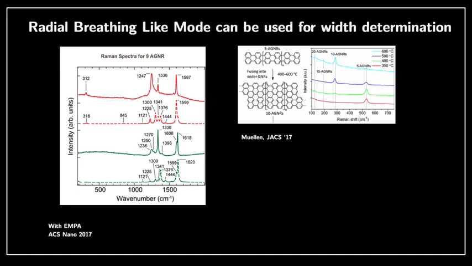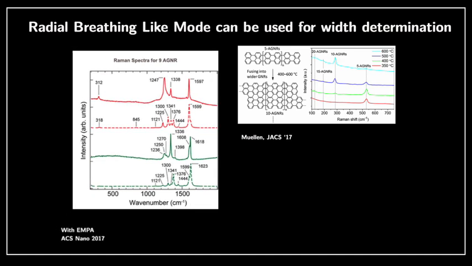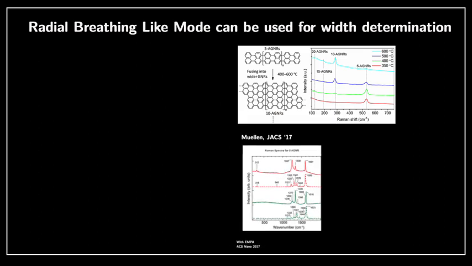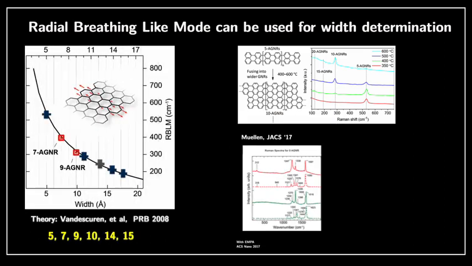So these were reproduced the same year by Klaus Mullen in different types of GNR, 5, 10, 15, and 28 GNR with those radial breathing modes. And if you put them all together on a graph like this, and with the theory work from van der Schuren, you see that all those measurements fit very nicely on the curve, which means that it's a predictor for the type of AGNR that you have. So which is very nice.